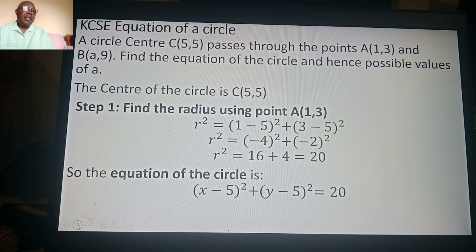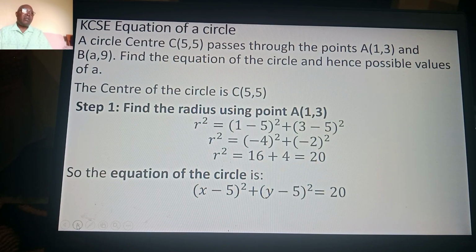Now, this is a question directly picked from our past KCSE paper, the Kenyan Education System. And I hope wherever you are, in whichever country, you do the same things. A circle, center C(5, 5), passes through the points A(1, 3) and B(a, 9). Find the equation of the circle and hence possible values of a.